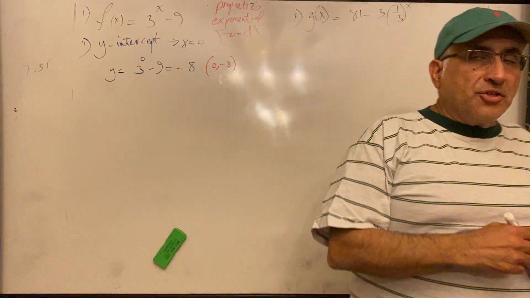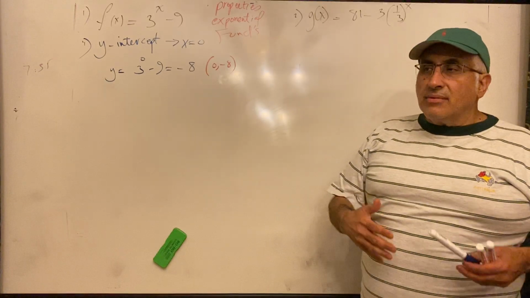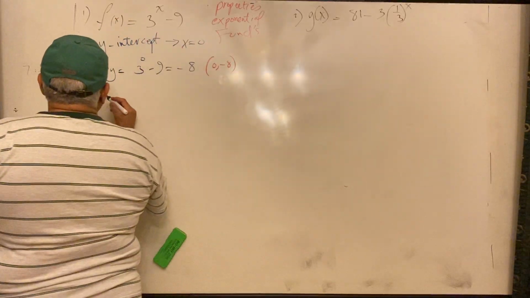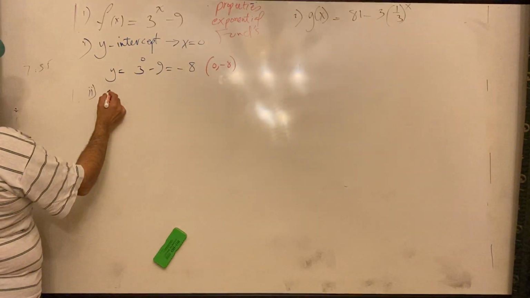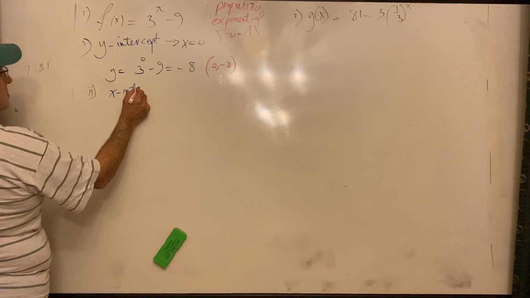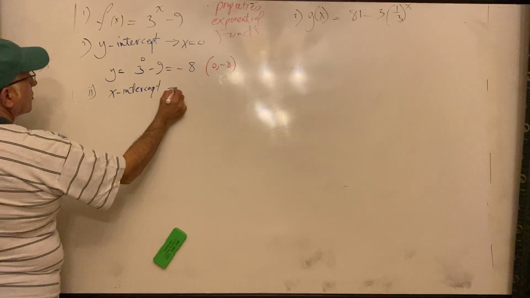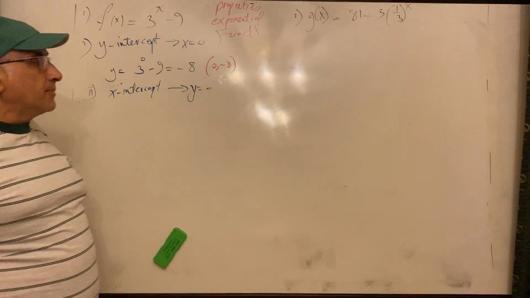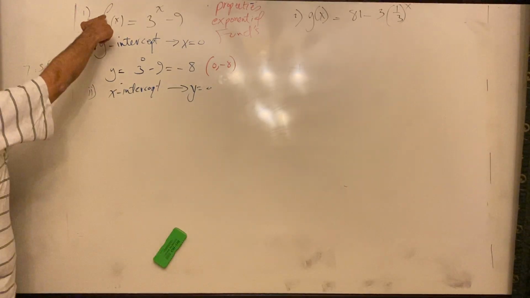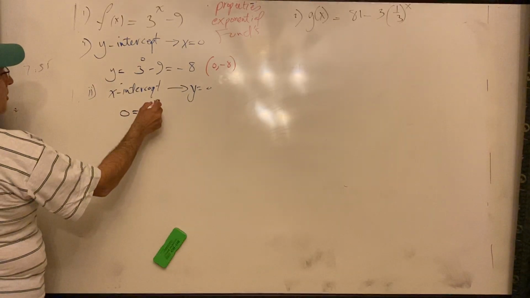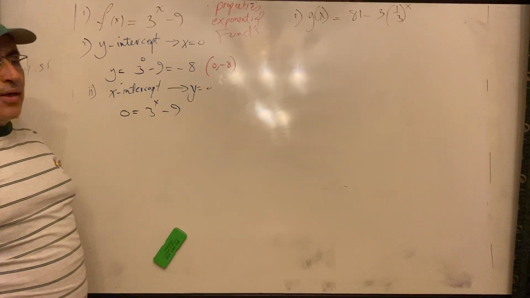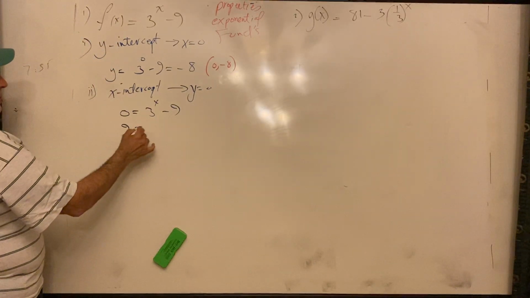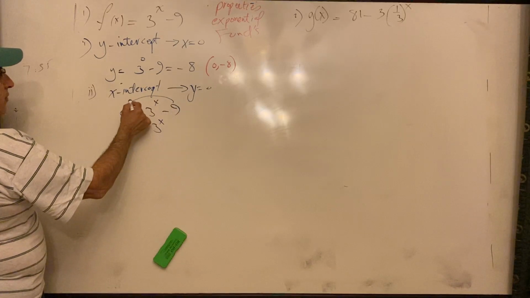Remember last lecture we learned about dealing with basic exponential rules. So let's go to number 2. What is the x-intercept? To find the x-intercept, realize that y equals 0. There's no doubt about that. So let's plug in. 0 equals 3 to the power of x minus 9. How can I solve that? Take the 9 to the other side.